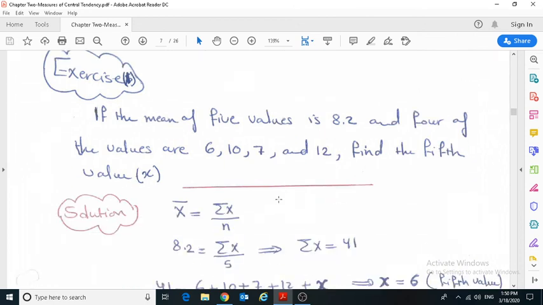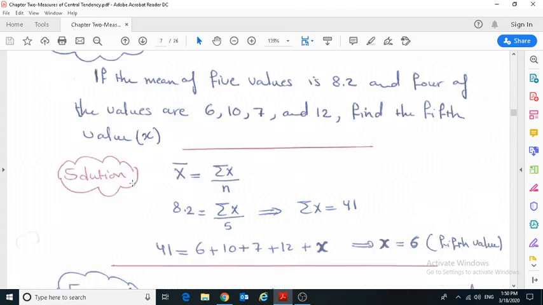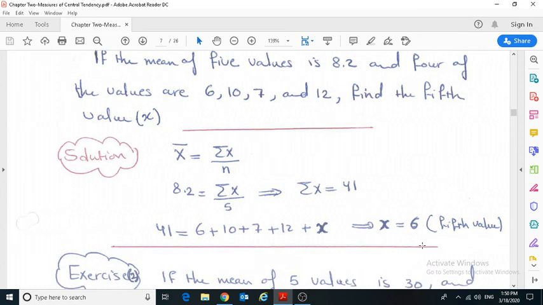This is exercise number 1. If the mean of 5 values is 8.2 and 4 of them are given to be 6, 10, 7 and 12, find the fifth value. In the solution, x bar is equal to sigma x over n. We have 6 plus 10 plus 7 plus 12 plus the unknown value, all divided by 5, equal to 8.2. By cross multiplication, sigma x will be 41. This 41 represents the total sum of the 5 values. So 6 plus 10 plus 7 plus 12 plus the unknown, represented by x, is equal to 41. X will be 6. This is the fifth value.